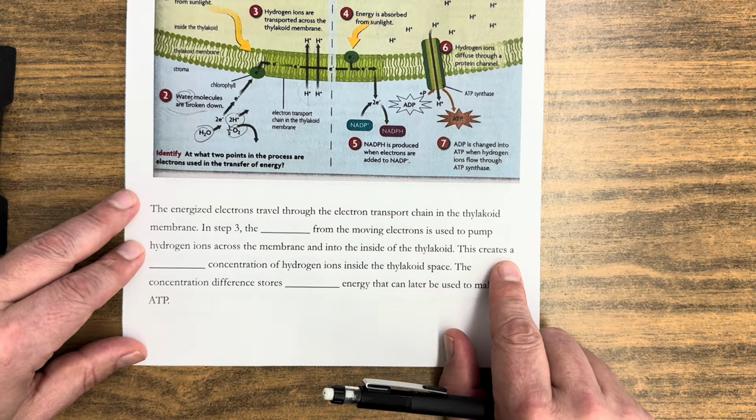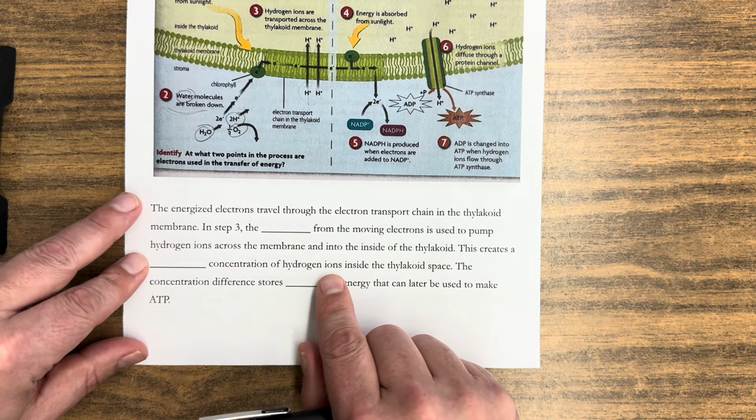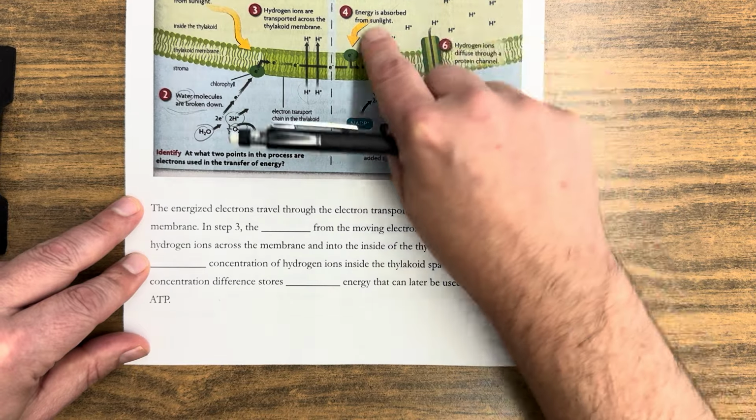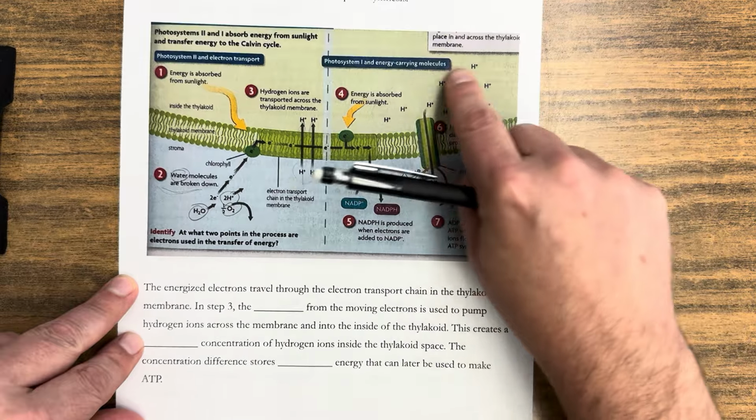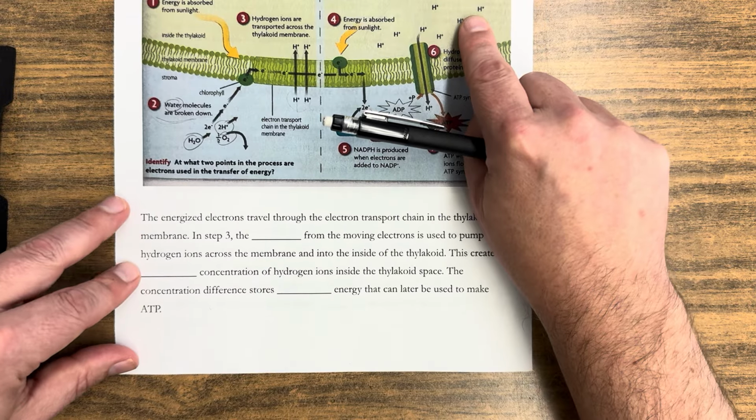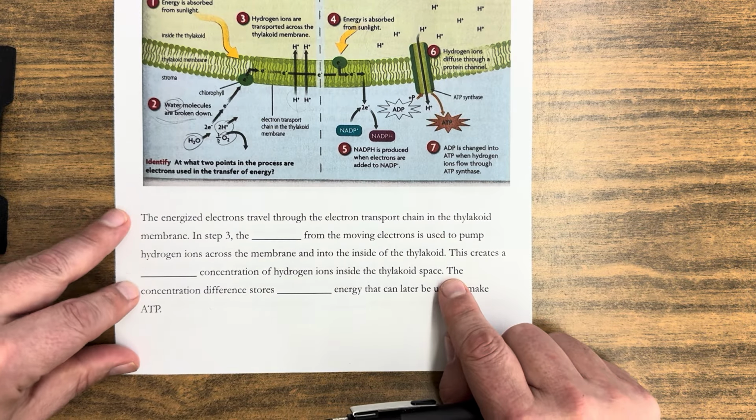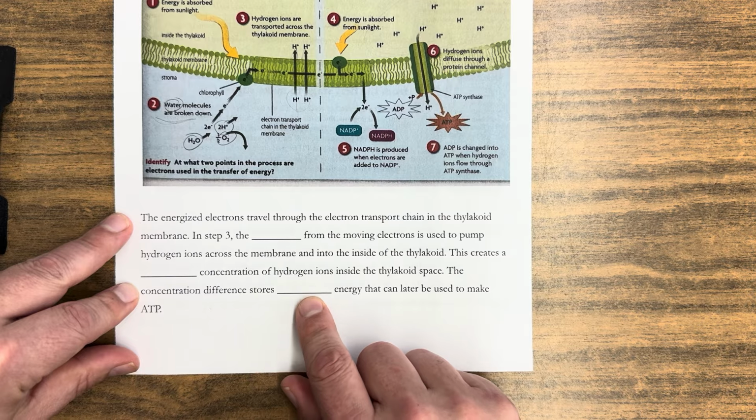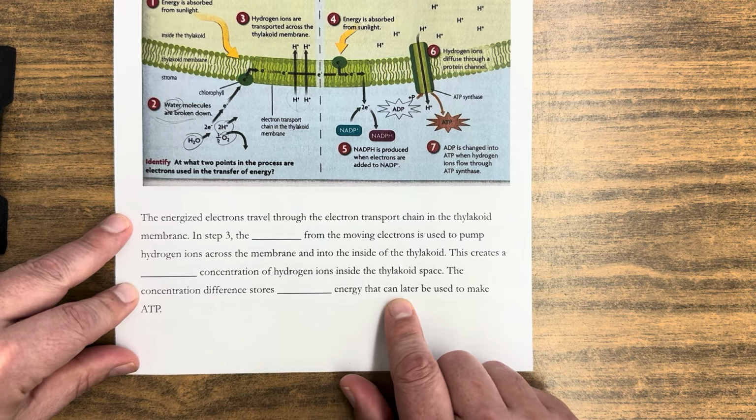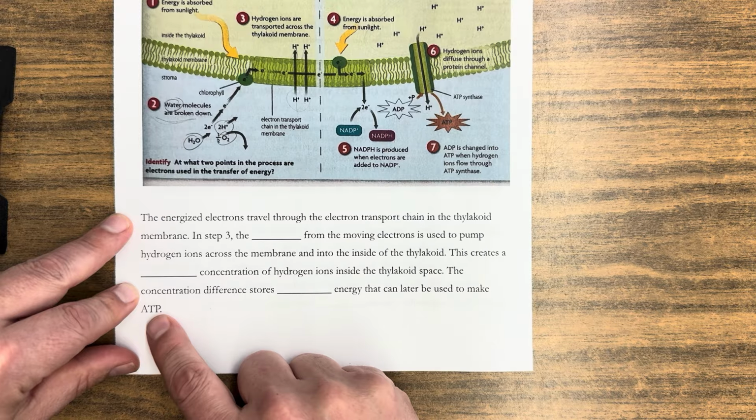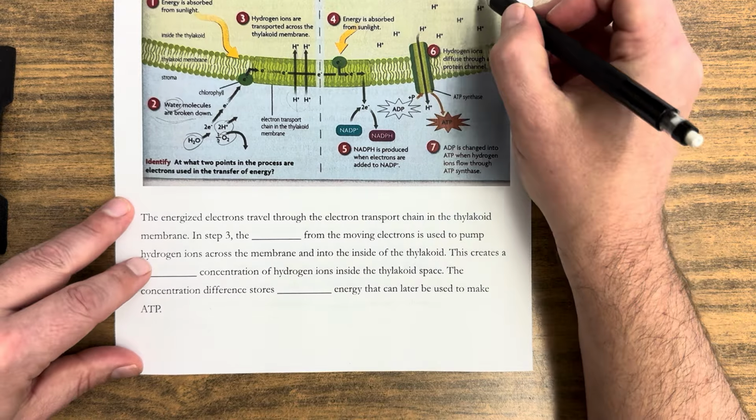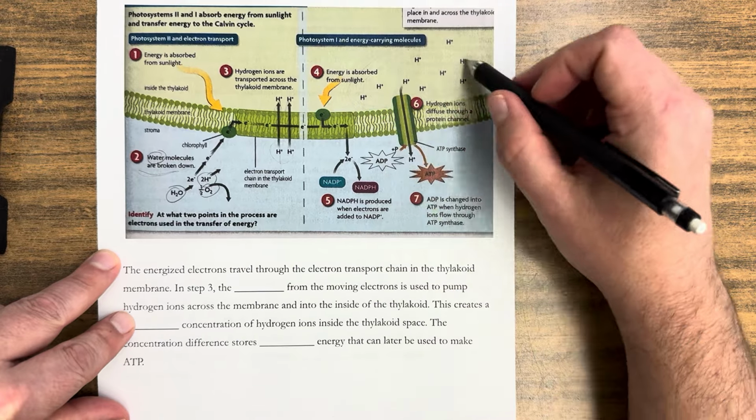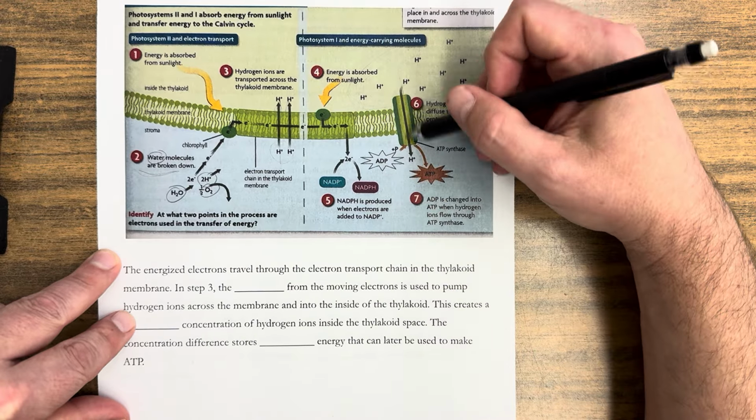This creates a high concentration of hydrogen ions inside the thylakoid membrane. High concentration inside the membrane, right there. The concentration difference stores potential energy that can later be used to make ATP. So because of a high concentration here, we're going to get these hydrogen ions to do work for us later on, moving through this thing.